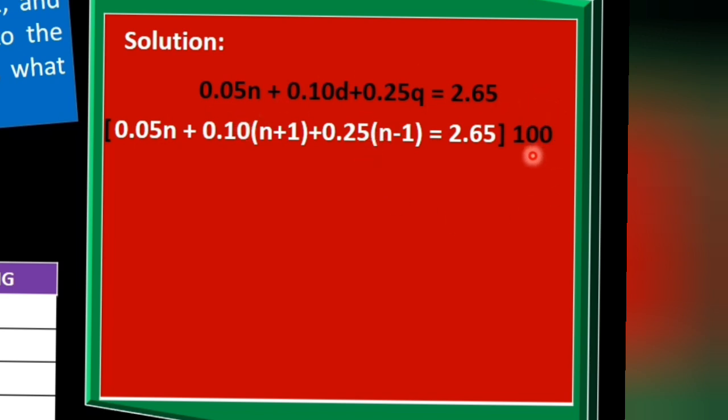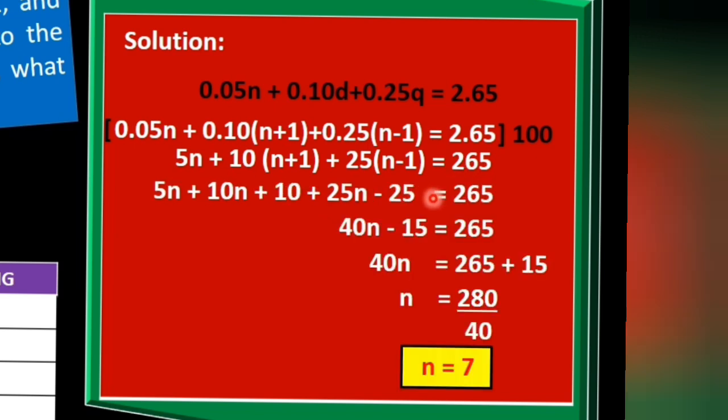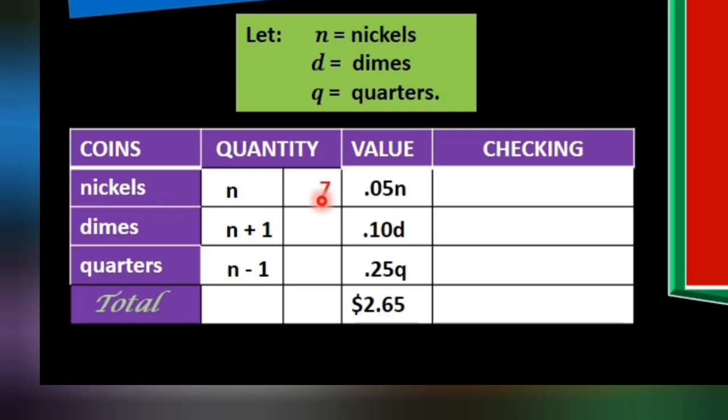Since it has two zeros, move the decimal point to the right. So, this becomes 5n, this 10, and this is 25. And simplifying this equation, we get the number of nickels is equal to 7. So the quantity of nickels is 7. So substitute here. 7 plus 1 is 8. 7 minus 1 is 6.